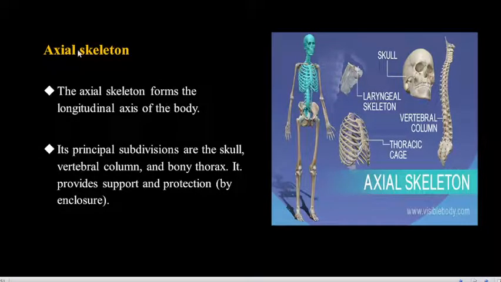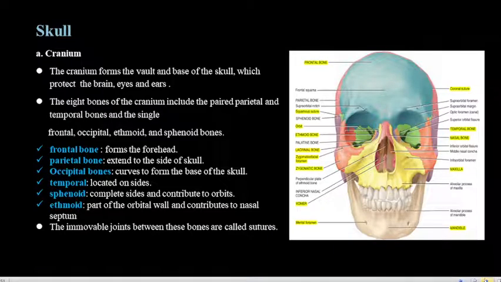So, doon muna tayo sa parts ng axial skeleton. The axial skeleton forms the longitudinal axis of the body. So, yung nasa gitna, no? Its principal subdivisions are the skull, the vertebral column, and the bony thorax. So, skull, your different bones of the vertebral column, and the thoracic cage, which also contains the rib cage. Okay, so ang main function ng axial skeleton is for enclosure. Para i-enclose yung mga sensitive organs in the body, especially in the head and the thorax or sa chest.